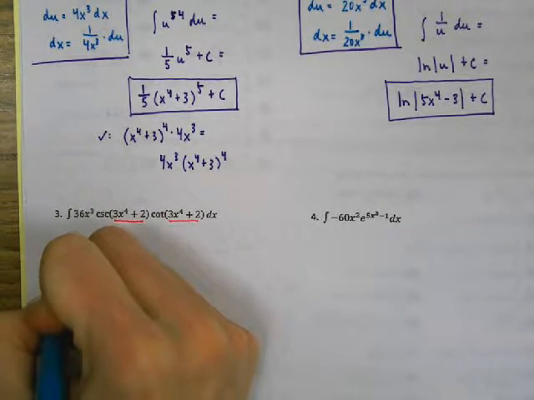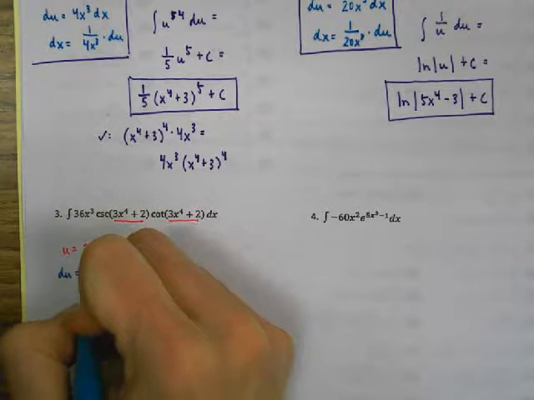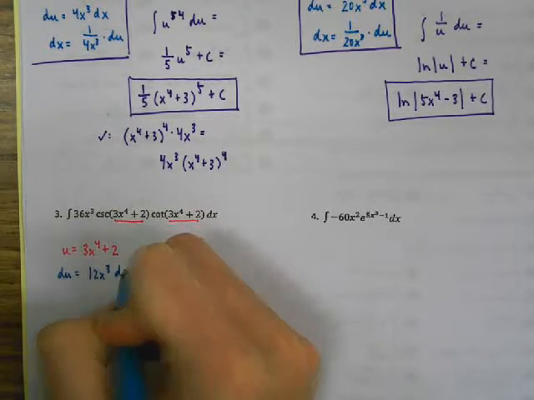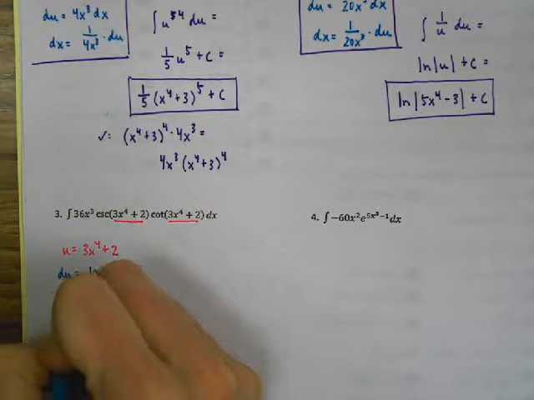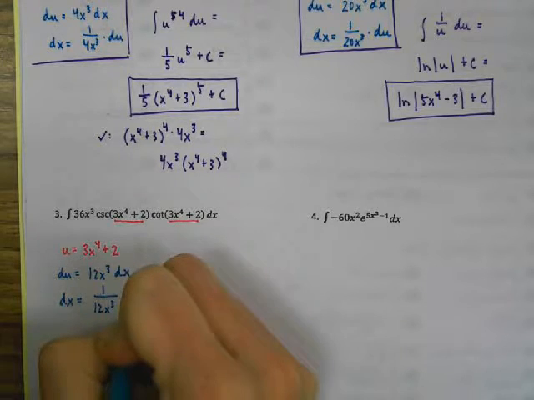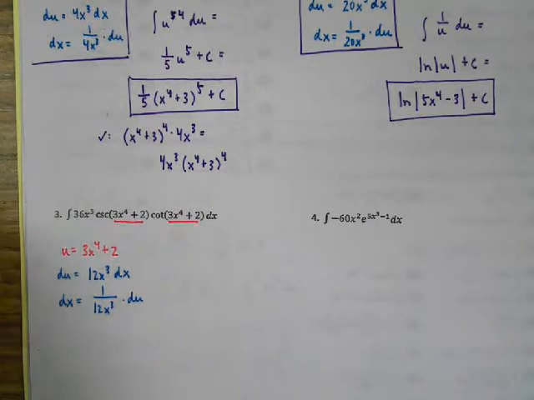Now we're going to differentiate that. So du is, let's see, 12x cubed times dx. So dx is 1 over 12x cubed times du.